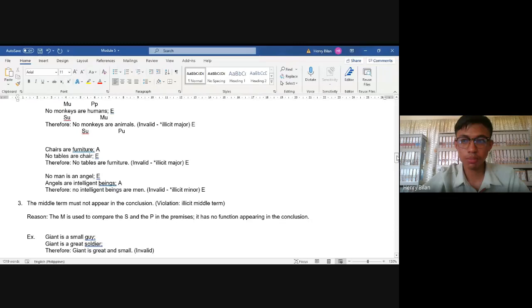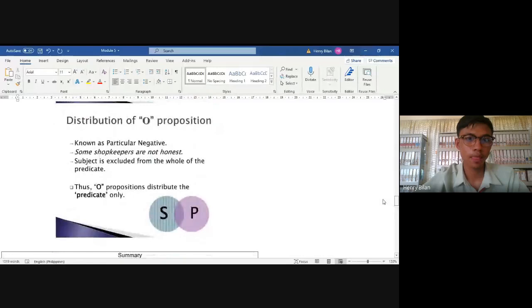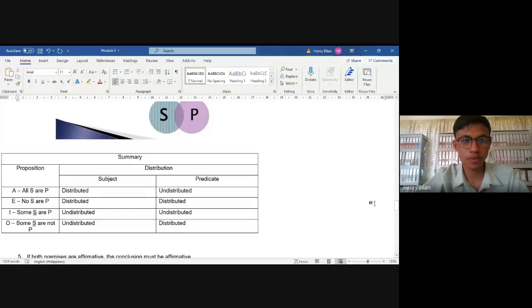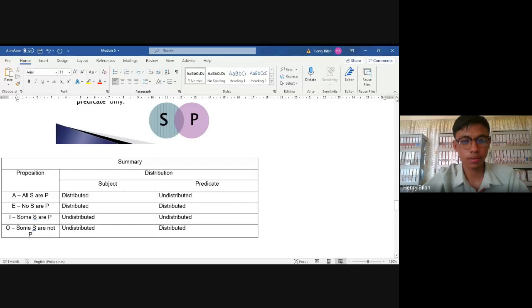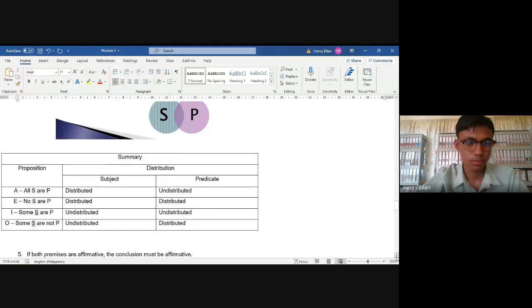Okay? So that is for number 2. 3, tapos na 4, okay na. Ito yung summary. This is very important. Please memorize that one. You can take a picture of that or screenshot. Okay na? Good. Number 5.